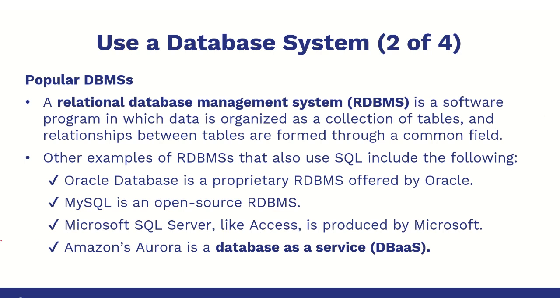Microsoft SQL Server is a different relational database management system than Access. You have to remember, this is a completely different database than Microsoft Access. Access is much smaller scale, but SQL Server is an enterprise scale database system. Amazon's Aurora is a database as a service. On Amazon Web Services, you can use Aurora, which provides you with the facilities of a relational database management system. There are a lot of open source databases available in the market.